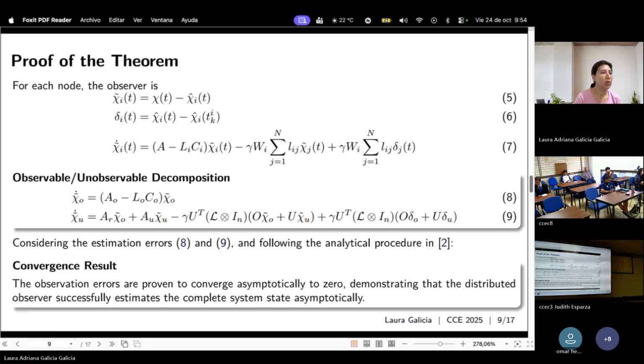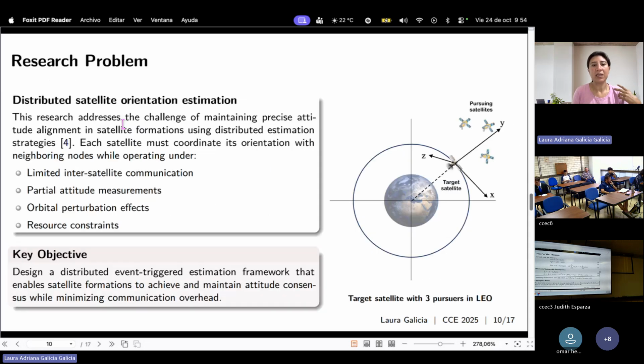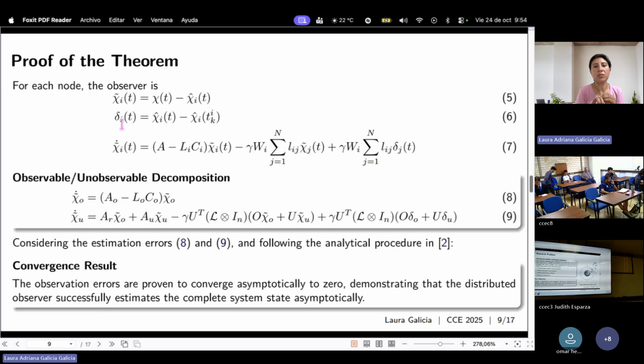Let me now go over the equations. Equation 5 is the error of the observer. Equation 6 is the error of the communication. Equations 8 and 9 are the decomposition into observable and unobservable parts. The theorem's conclusion is that the observer errors converge asymptotically to zero.